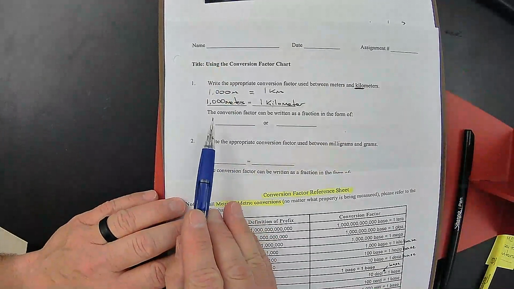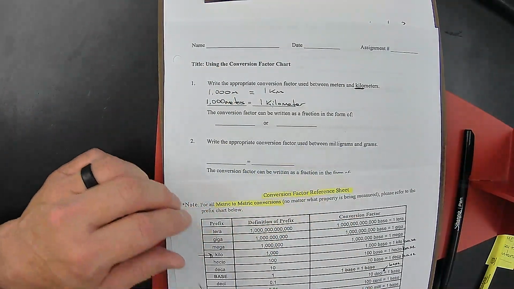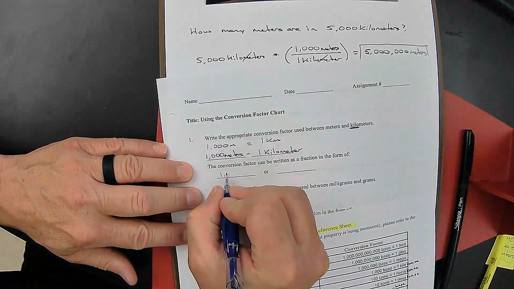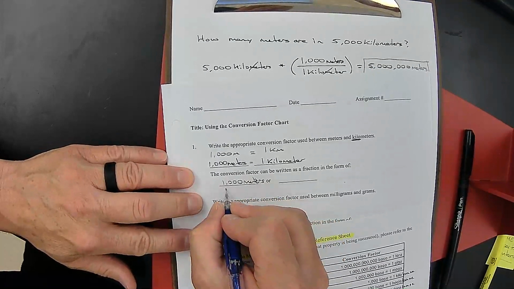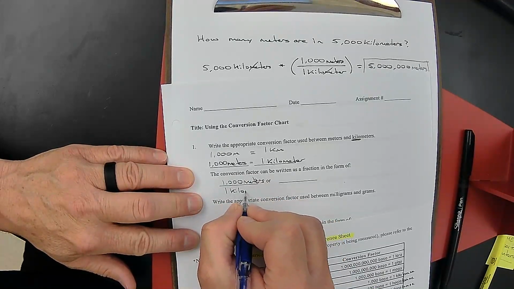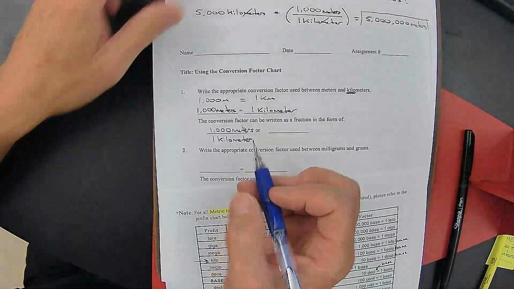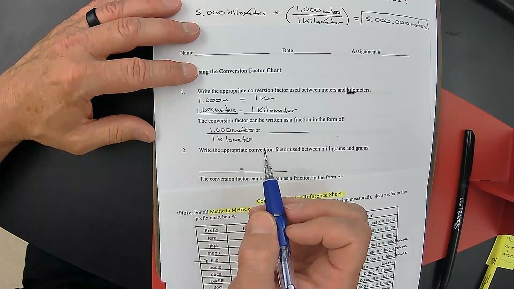So it says the conversion factor can be written as a fraction in the form of, well, I just used it as 1,000 meters is equal to 1 kilometer. That's one way I can write that conversion factor. If this is equal to this, then we can write it this way.